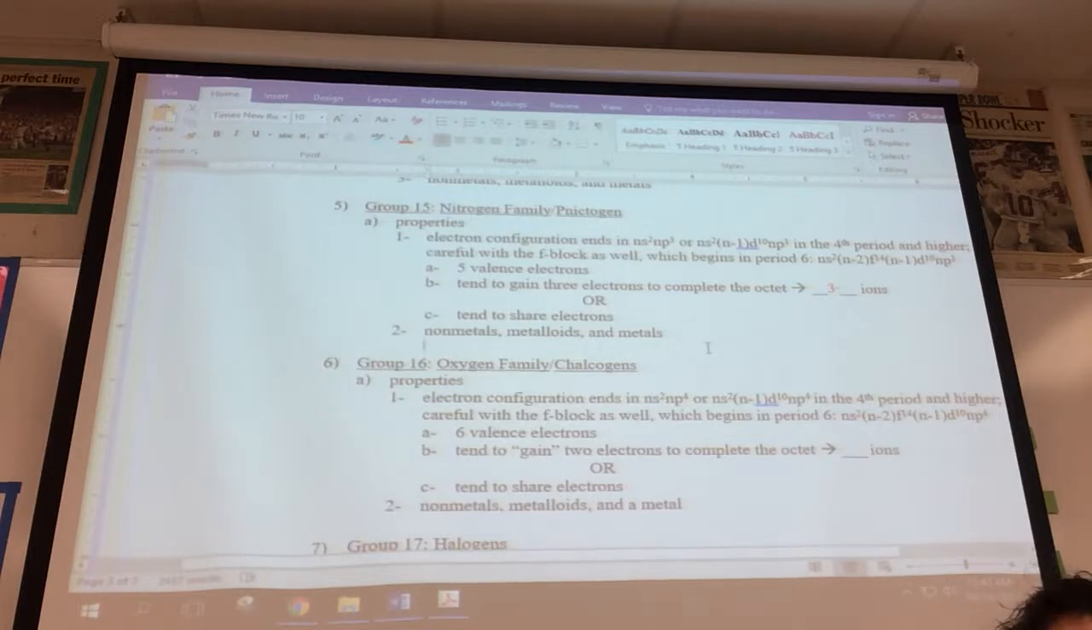Some of the elements in group 15, like nitrogen and phosphorus, tend to share electrons like carbon does. They'll form covalent compounds. You find that with the nonmetals. Other things you tend to see can be established further with your other groups.